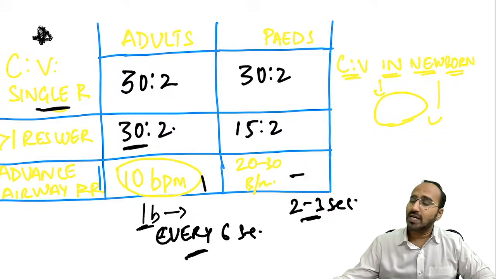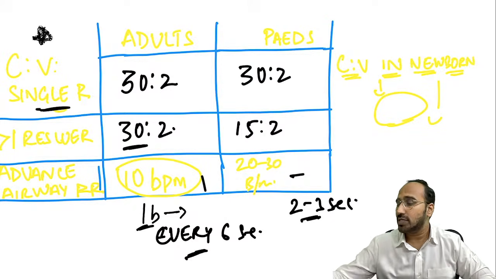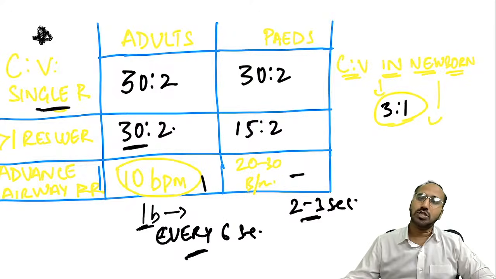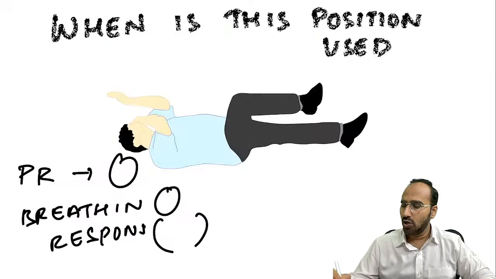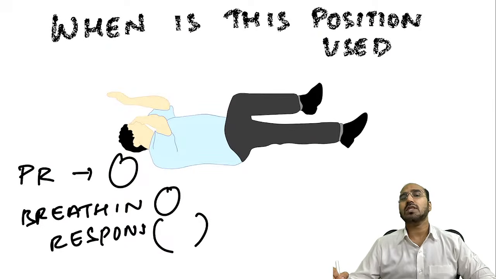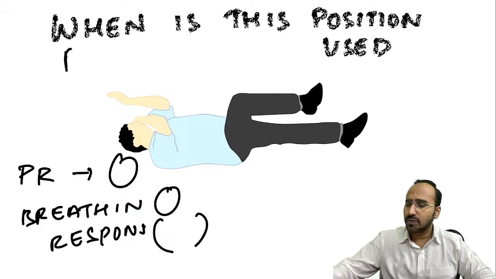Whereas compression to ventilation ratio in case of newborns, it is what, guys? 3 compressions to 1 ventilation. 3:1. That is the ratio that we follow over here. Okay. Now, next. When is this position used? Come on, guys. What is this position? This is called as what position?